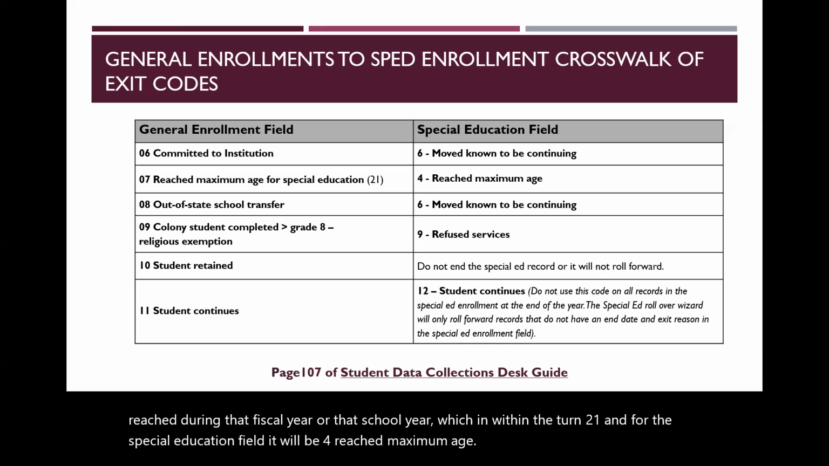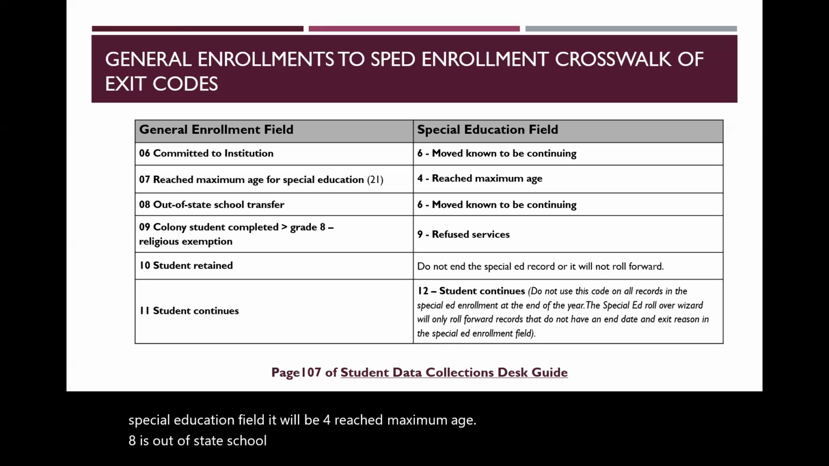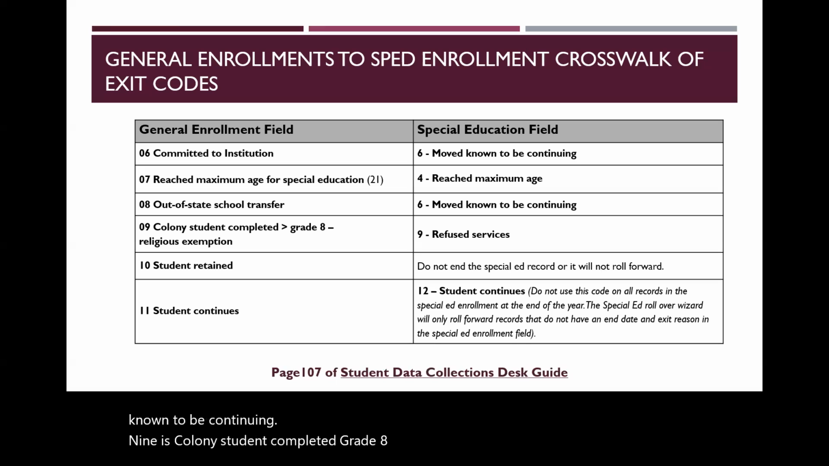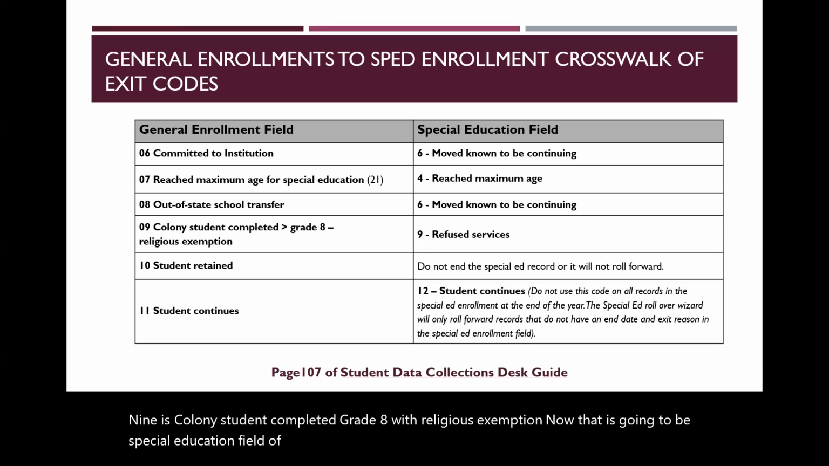8 is out-of-state school transfer, and that would be special education field of 6, moved, known to be continuing. 9 is colony student completed grade 8 with religious exemption. Now that is going to be special education field of 9, refused services.